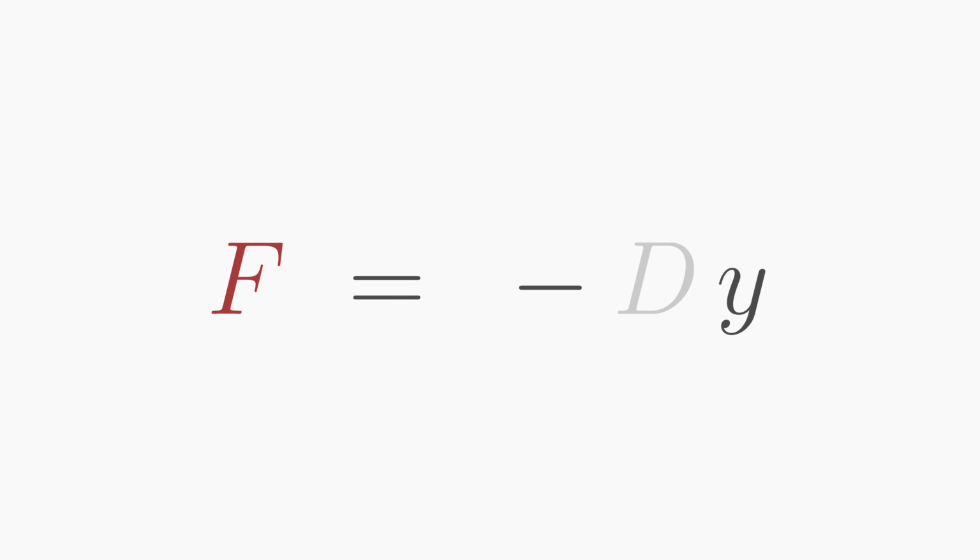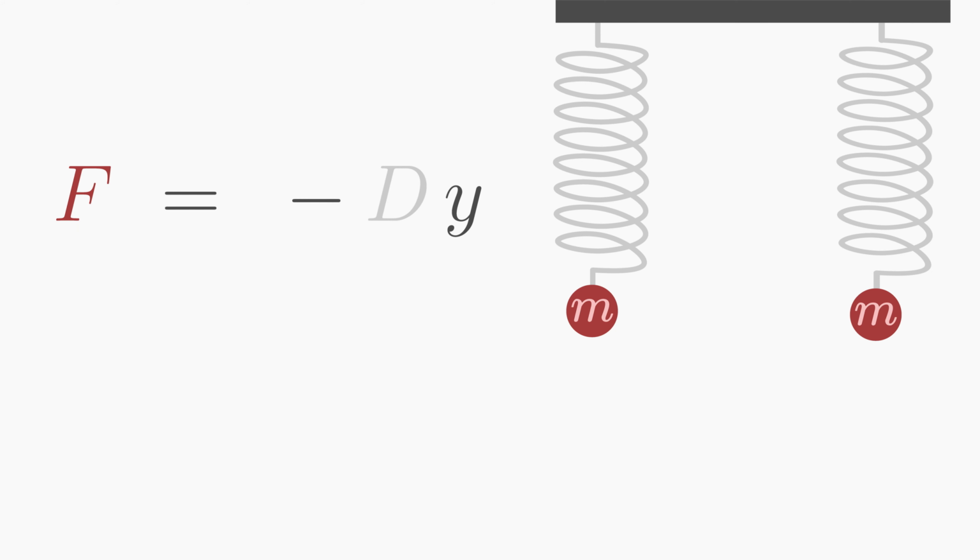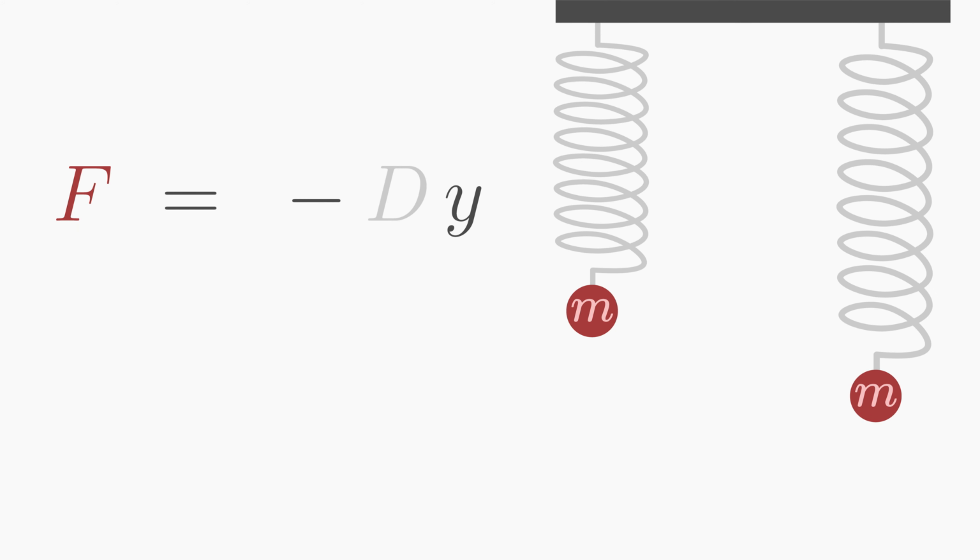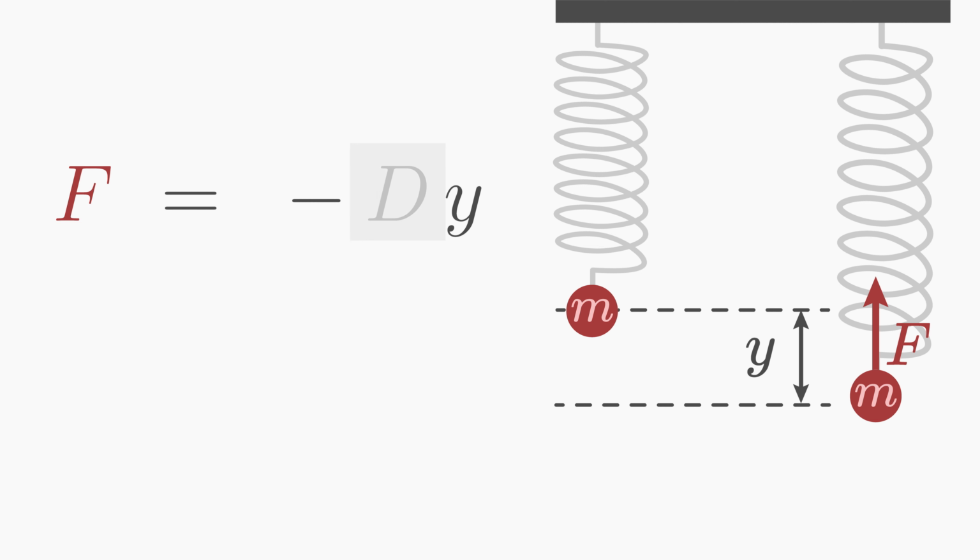Let's look at Hooke's law as a simple example. F is equal to minus D times y. This law describes the restoring force F on a mass attached to a spring. The mass experiences this force when you displace it by the distance y from the equilibrium position. D is a constant coefficient that describes how hard it is to stretch or compress the spring.